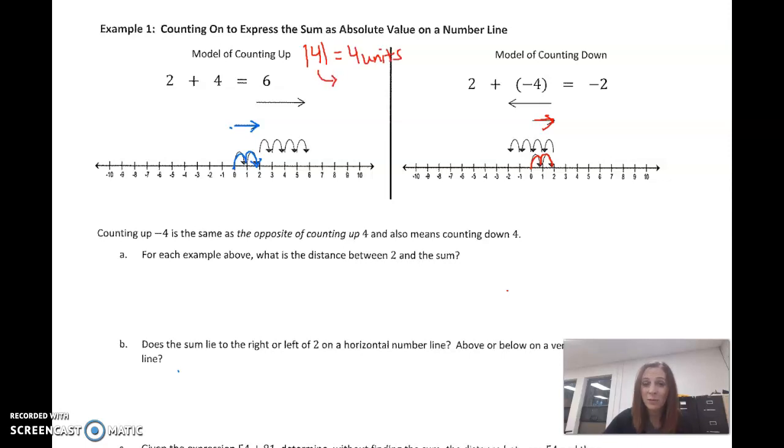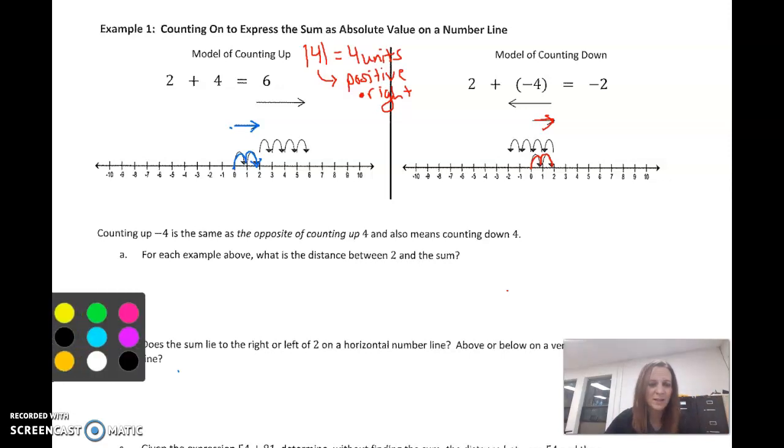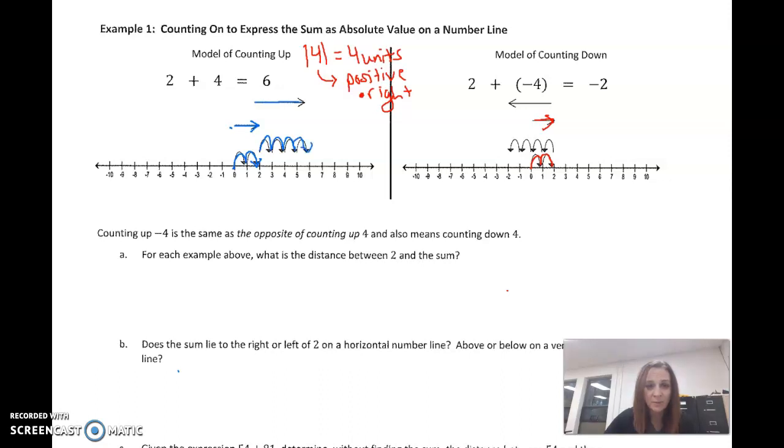Because it's a positive 4, that means we're going to move 4 units to the right. So the first number tells us from 0 where we're going. The second number tells us how far we're going and what direction. We're going to go 4 units to the right. And that gets us to our 6, our answer.